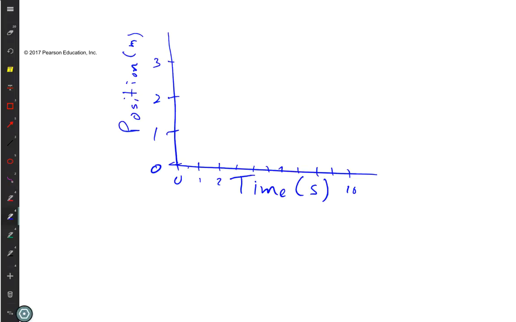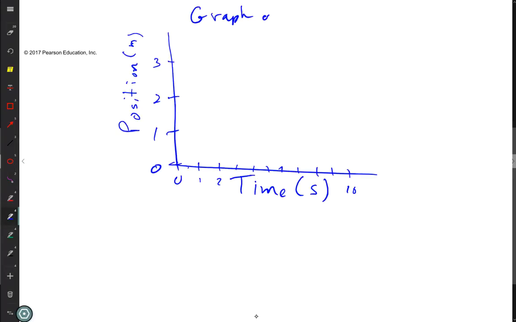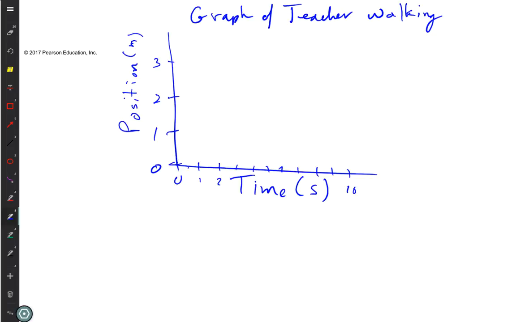Our graph should have titles. And the title of the graph should tell you what the graph is about. Now, some people learn to put position versus time graph. That is an absolutely useless title. Please don't ever do that. Because all you have to do is look at the two axes. You know it's position versus time. What's the point of the graph? That's what the title should tell us. So the title should say, okay, this is a graph of the teacher walking, then you know, aha, that's what the situation is.